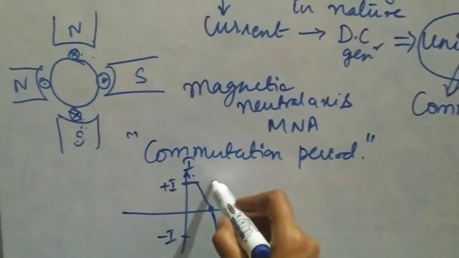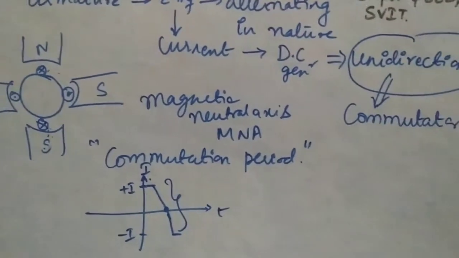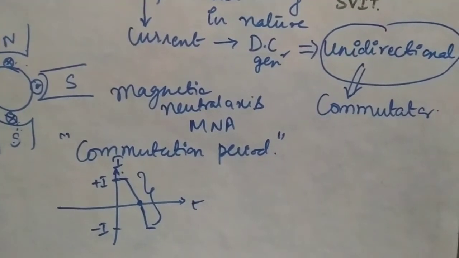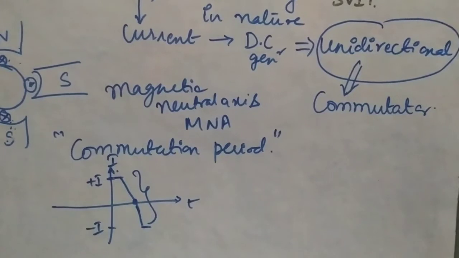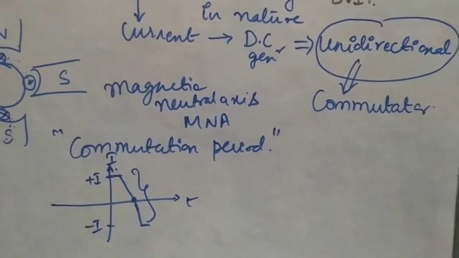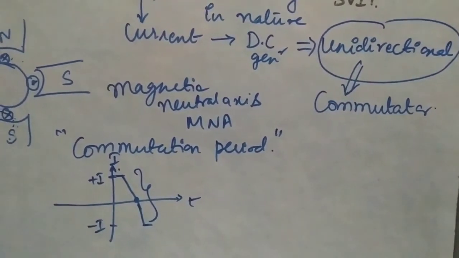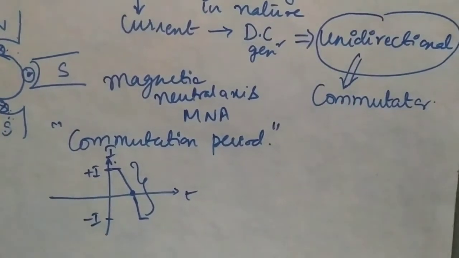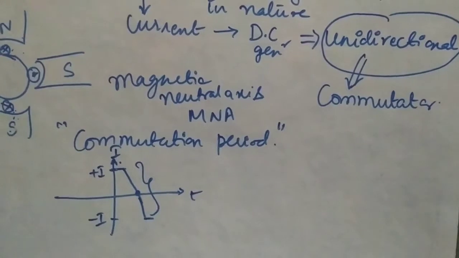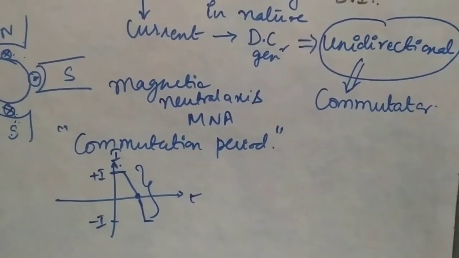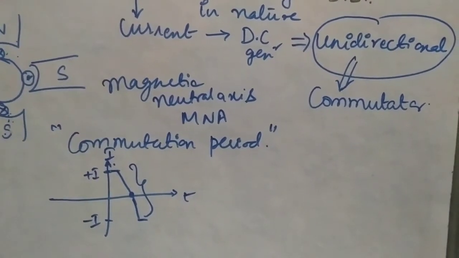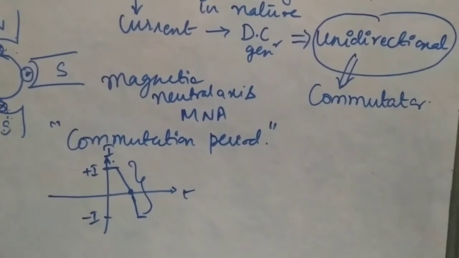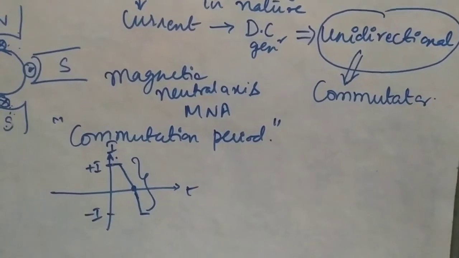If the current is not reversed in this period, a spark will be produced between the commutator and the brush. If this continues, it is definitely going to damage both the commutator and the brush, and we don't get smooth reversal of the current.